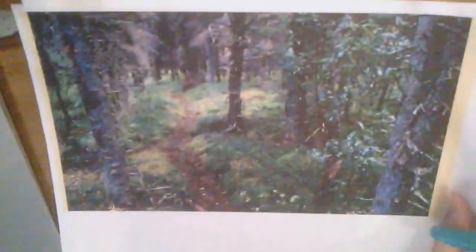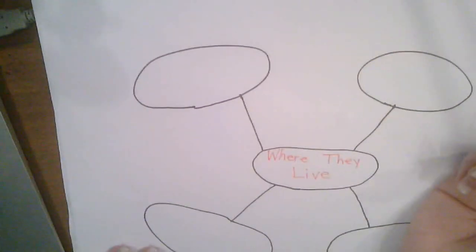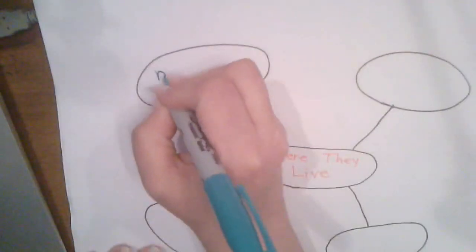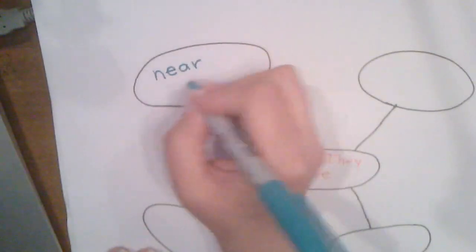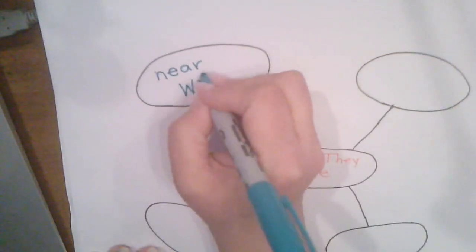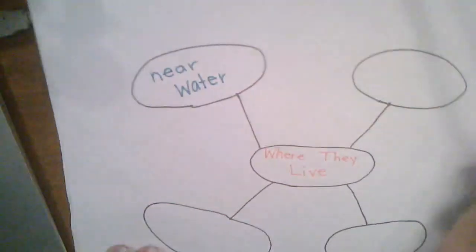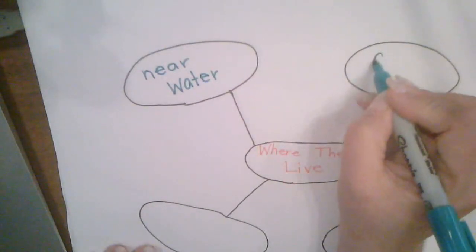Some shade. Why would they want to live near water? Yes, to get their food. So near water. So let's write down some places on our web that we just saw pictures of where they live. Where did they live? Near water. We learned that so they can get their food. So near water, like rivers and streams. They live in what? Forest.